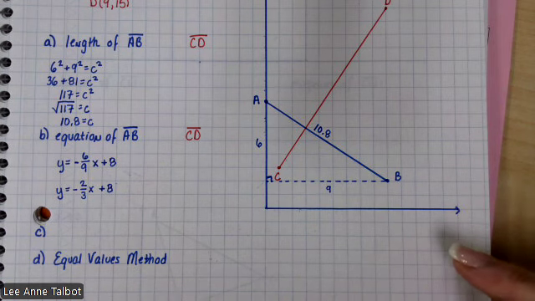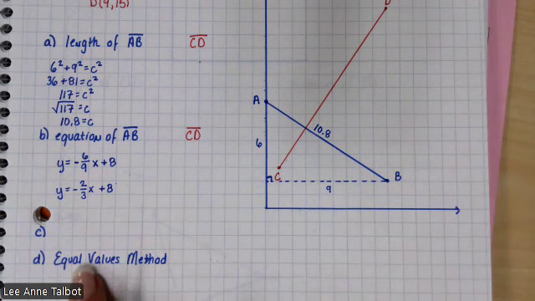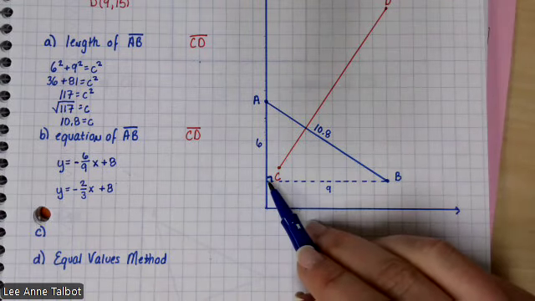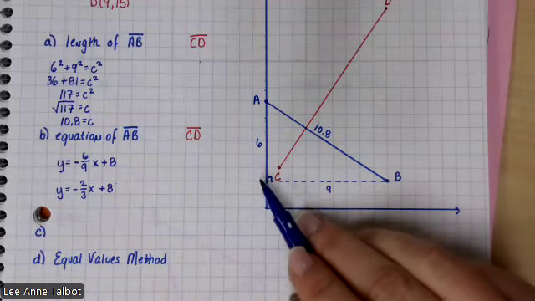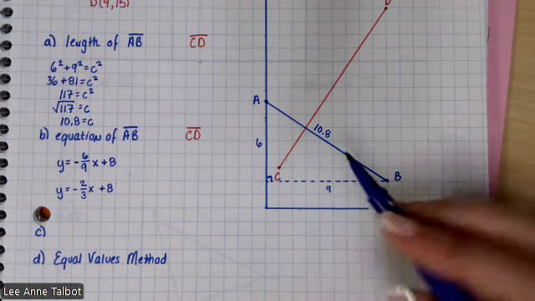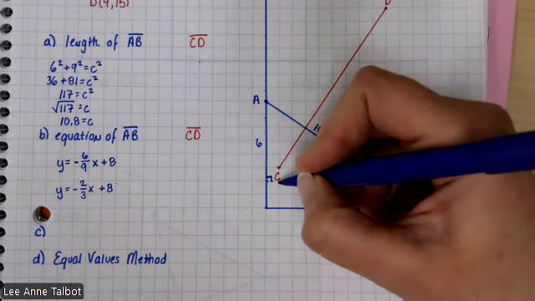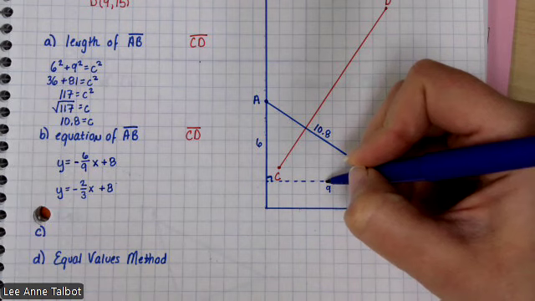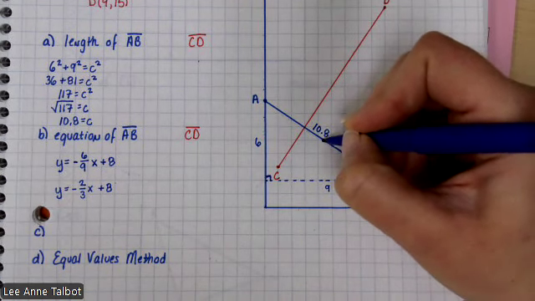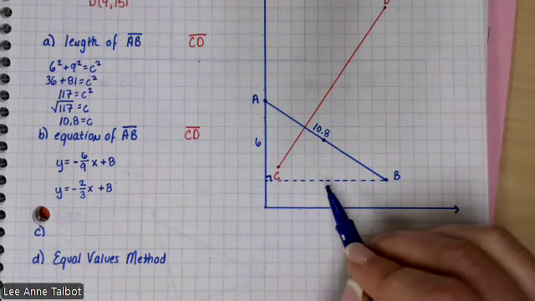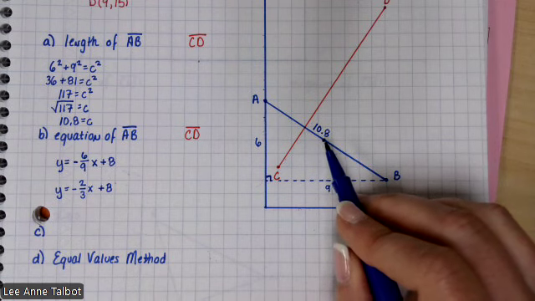Okay, then for C, what I'm going to do is I'm going to estimate the midpoint. And so what I like to do is I just like to count the boxes. If this is 9 and this is 6, for me to find the midpoint, I'm going to go over 4.5 and up 3. So start here. So I'm going to go halfway. 1, 2, 3, 4.5. And up halfway. 1, 2, 3. So over 4.5, up 3, half and half.